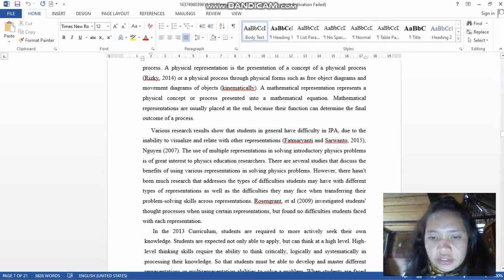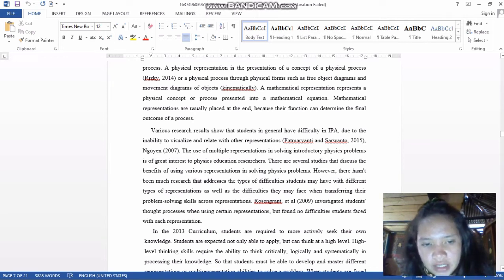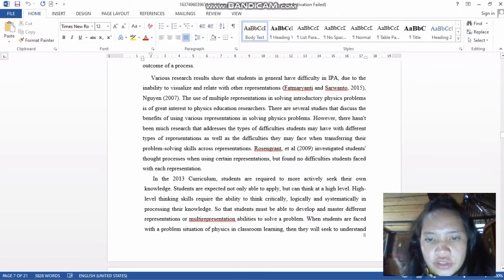Rosengren et al. 2009 investigated students' thought processes when using certain representations, but found no difficulties students face with a representation. In the 2030 curriculum, students are required to more actively seek their own knowledge. Students are expected not only to be able to apply but also to think at a high level.